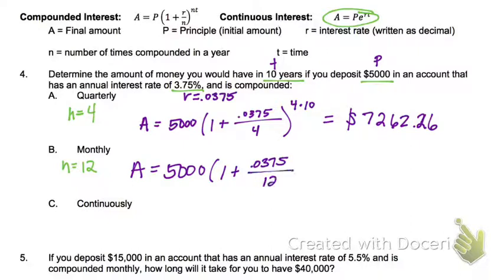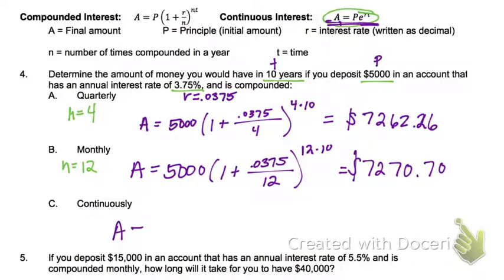If I did the same thing for monthly, everything stays the same. But now I'm going to put 12 here. Not 4, sorry. 12 times 10. And you should get 7,270.70.